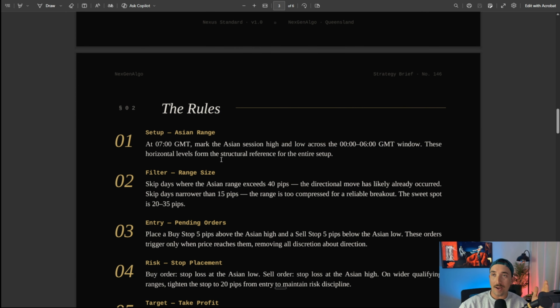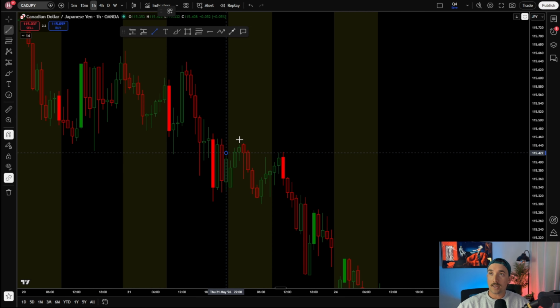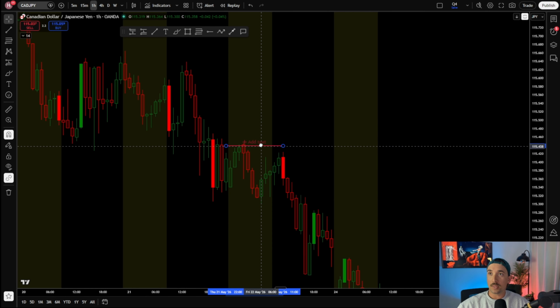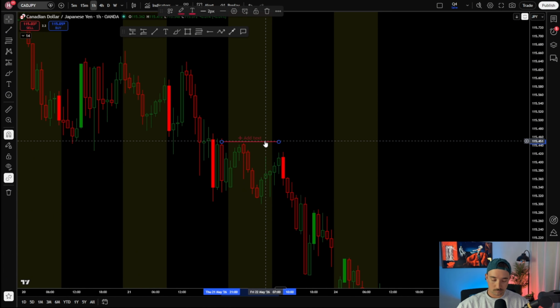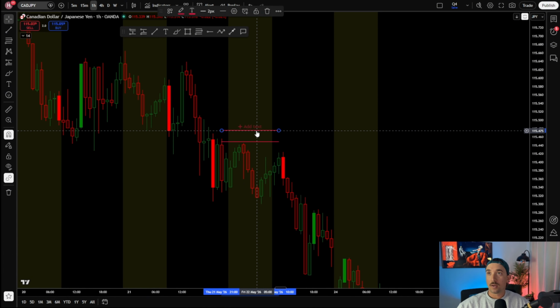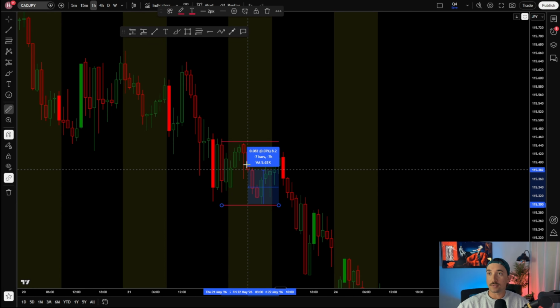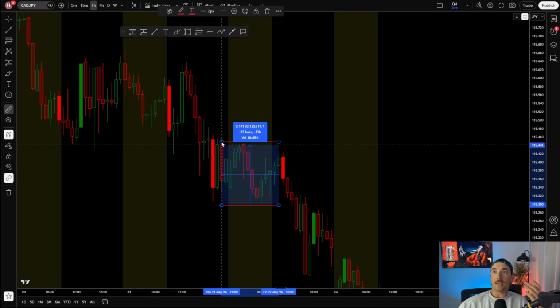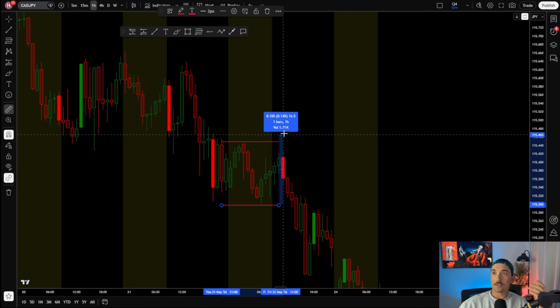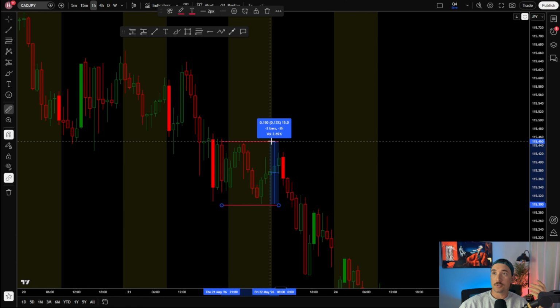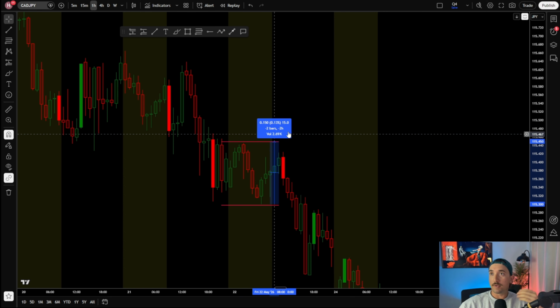We need to define the range. So from the 0 to 6 GMT window, these horizontal levels are marked up and down. So we're marking this range out, the high up here, which is about 5 pips above. That's where our entry is going to be. And then we want 5 pips down below. Now, when we measure these 2 points, right, they need to be over 15 pips. So from this range to up here, we've got just on 15 pips.